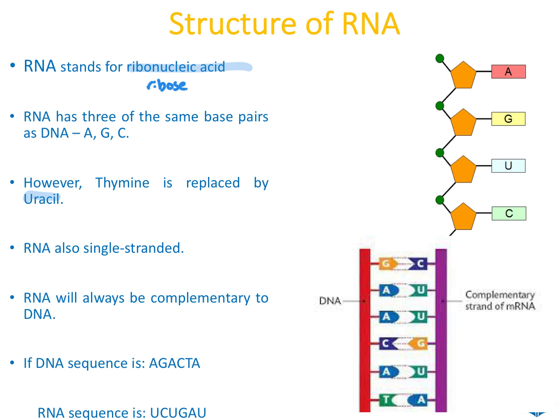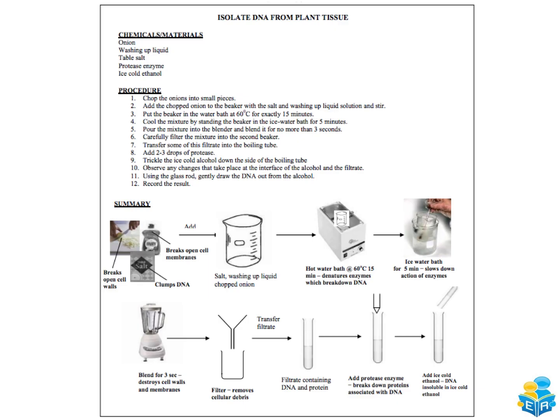Okay, so a couple of differences there between DNA and RNA. DNA is double-stranded, RNA single-stranded. DNA has deoxyribose, RNA has ribose. And then of the 4 bases that we have in DNA, 3 of them are the same in RNA. We have A, we have G, we have C, but T is replaced by uracil.